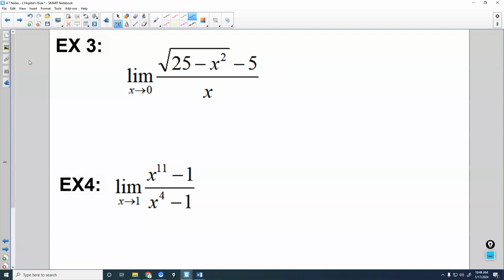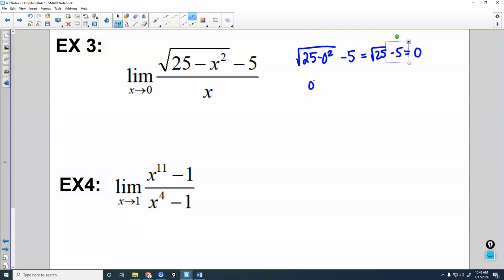Okay. So, if I think about plugging in zero for this one, I'm going to get the square root of 25 minus 0 squared, minus 5, which is square root of 25 minus 5, which is 5 minus 5, which is 0. And then the bottom, obviously, what am I going to get? 0, right? So you can do scratch work like I've done over here.